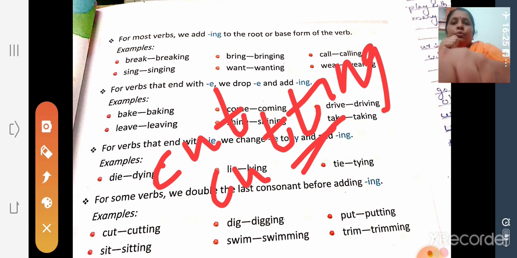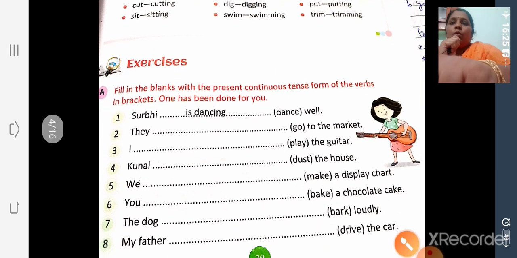Dig, digging, putting, sit, sitting, swim, swimming, trim, trimming. Okay, now let us do some exercises. Fill in the blanks with the present continuous tense form of the verbs in brackets.